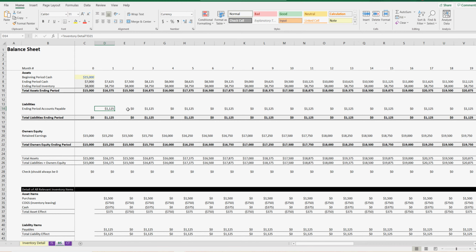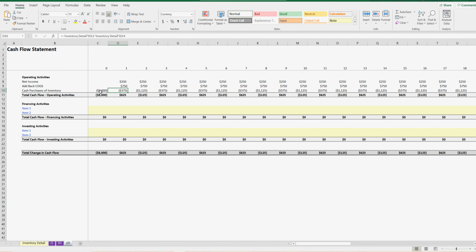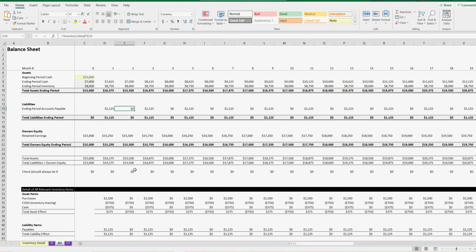And then when that's paid out in month two, the payables go to zero, nothing happens to the inventory, and the remaining cash, you see cash purchase of inventory is here, and the cash goes out, whatever that total amount is. So you can backtrack all these formulas and really understand all the inner workings of inventory, where it's going, and how you end up balancing on a balance sheet.